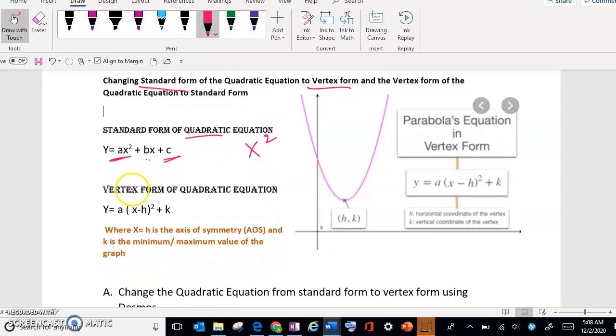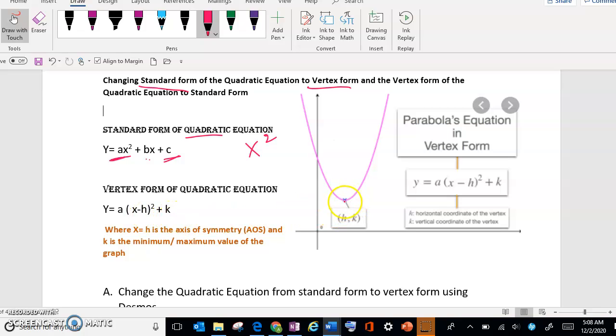Now let's come to the vertex form of the same quadratic equation. The a is the same, which was the coefficient of x square in the standard form, is the a which is multiplied to something called x minus h whole square plus k. Still the highest degree is 2. And what are h and k now?